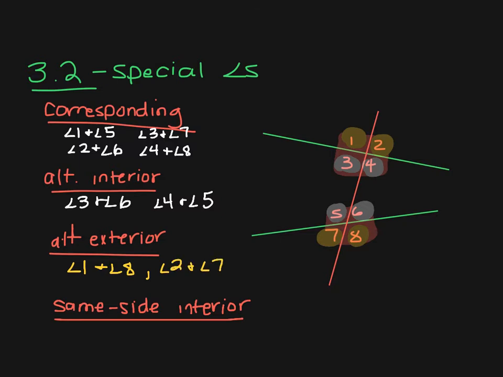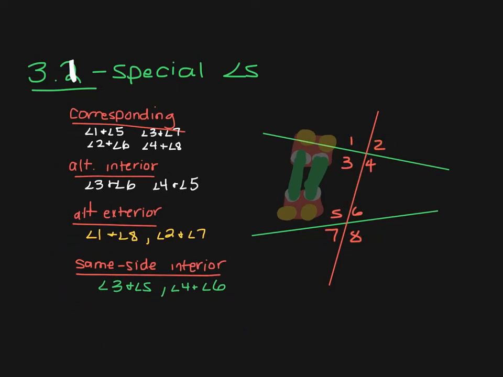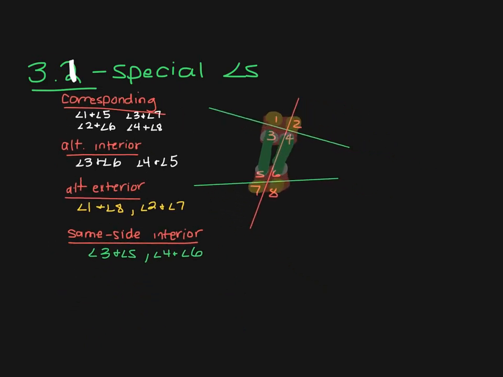And then the last one is same side interior, and same side interior is exactly that. Same side of the transversal, interior, which is in between the 2 lines. So angle 3 and angle 5 are same side interior, and angle 4 and angle 6. So actually we knew what these were in 3.1. This is where they identified the actual type. And then in 3.2 is when we identified what happens if those lines are parallel. So 3.2 was the angles formed by parallel lines.